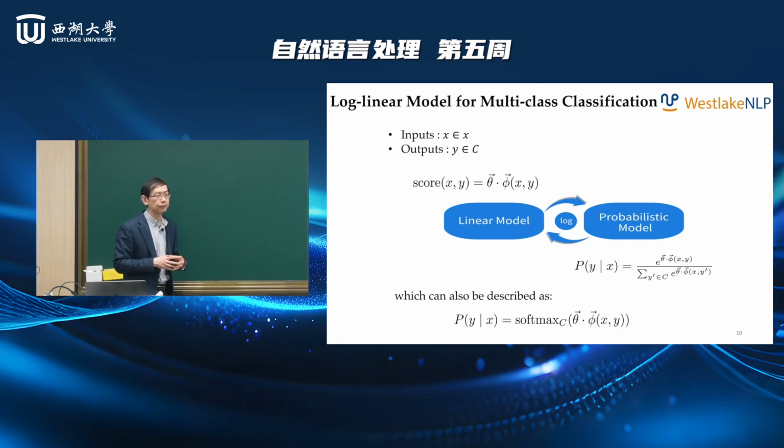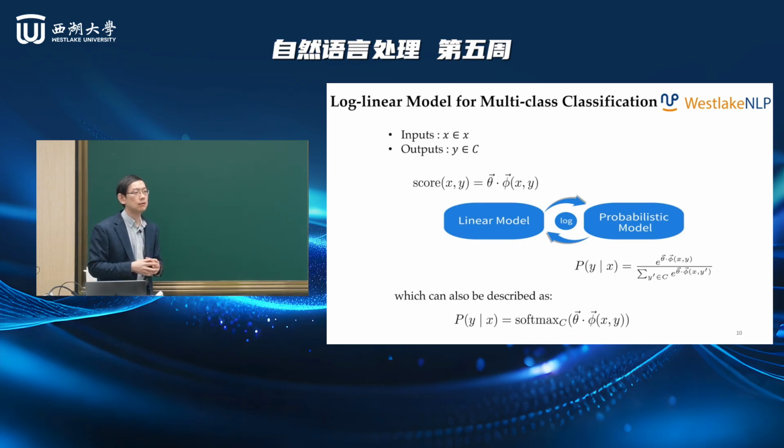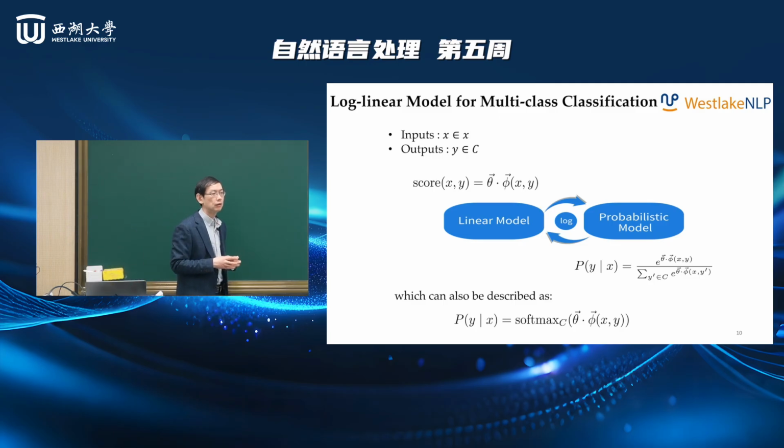So this is a function, and we call it a softmax function. We just give it a name, but the name is just as what I write here. A softmax function is an exponential function normalized over a set of numbers. You can see more details in the textbook. So this is for multi-class classification, where we have theta dot phi of x, y.